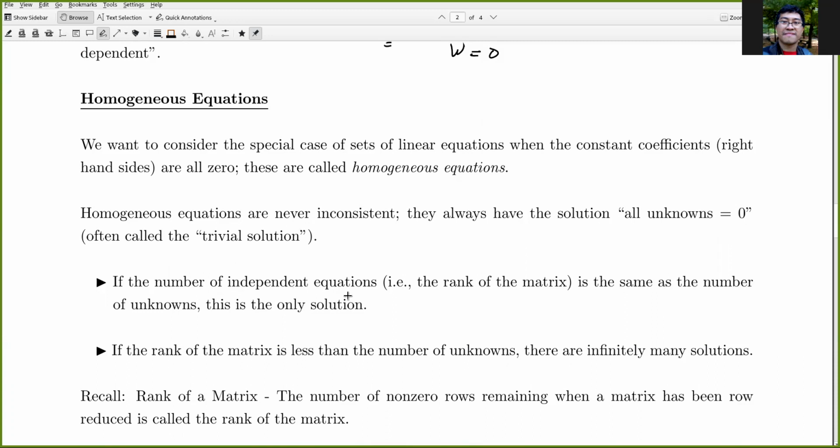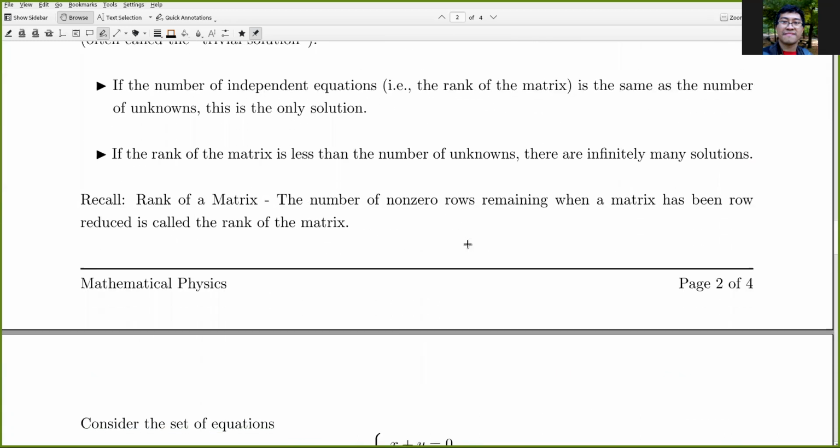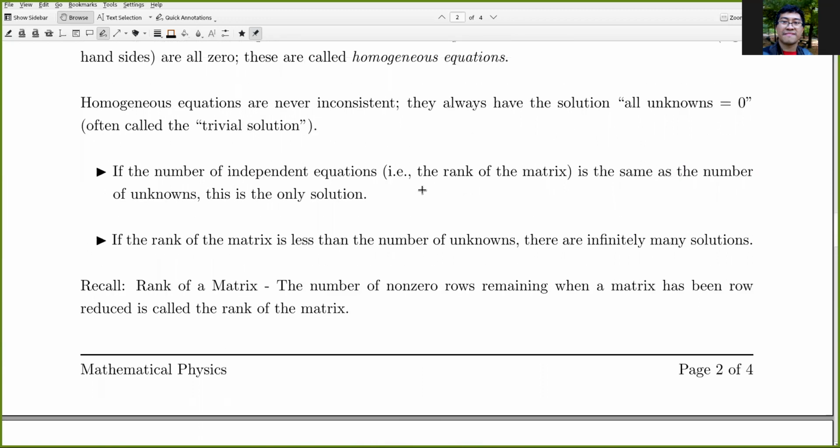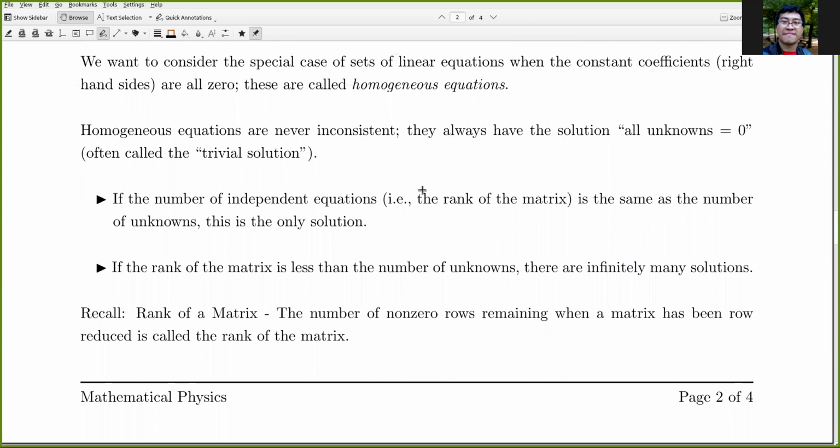If the number of independent equations, that is the rank of the matrix, is the same as the number of unknowns, then the only solution is this trivial solution, all unknowns equal 0. If the rank of the matrix is less than the number of unknowns, there would be infinitely many solutions. If you can recall, the rank of a matrix is the number of non-zero rows remaining when a matrix has been row reduced. So it also tells you the number of independent equations.